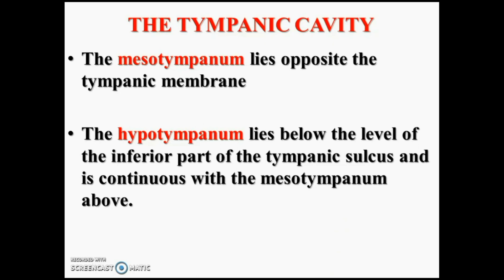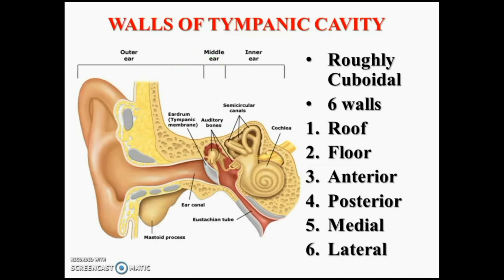Hypotympanum lies below the level of inferior part of the tympanic sulcus, lodging the tympanic membrane, and is continuous with the mesotympanum above, whereas epitympanum is continuous with the mesotympanum below, and posteriorly is continuous with the mastoid antrum.